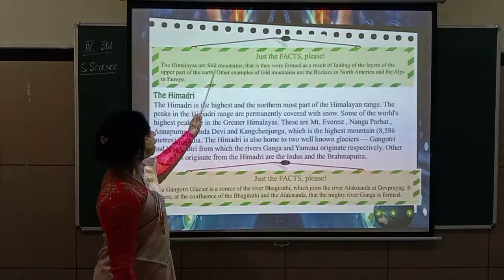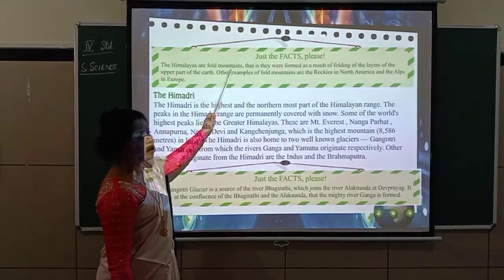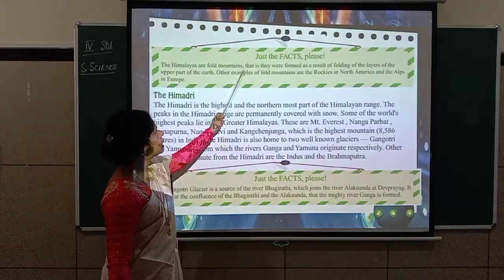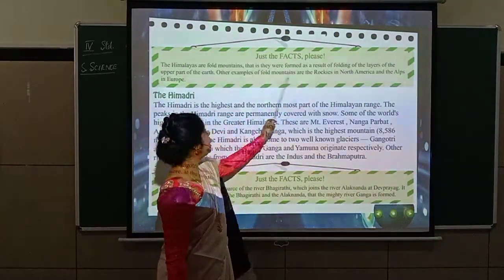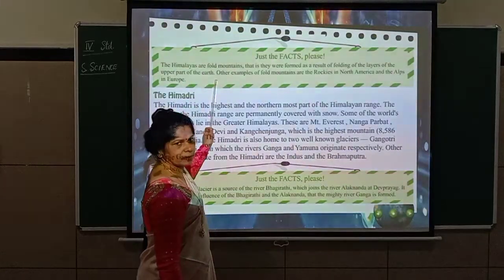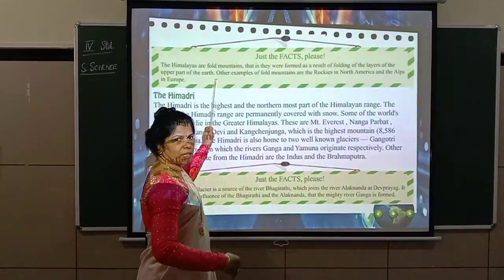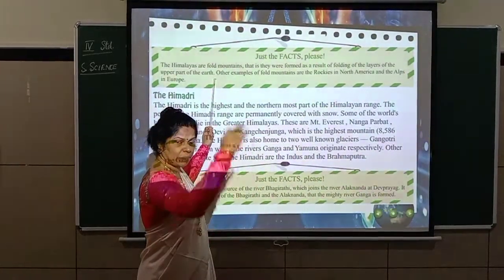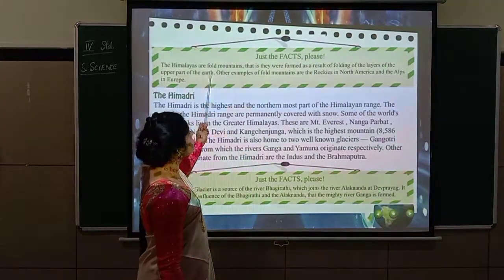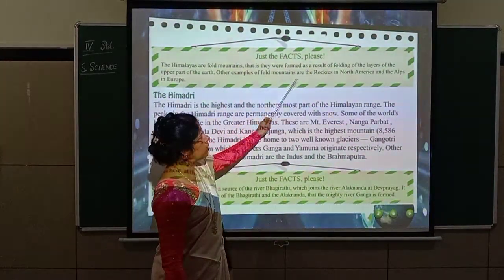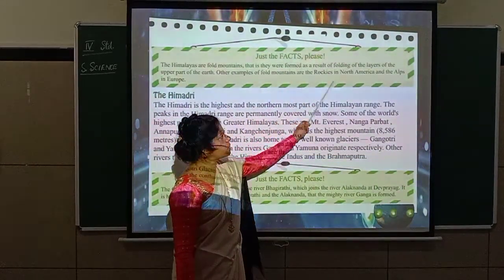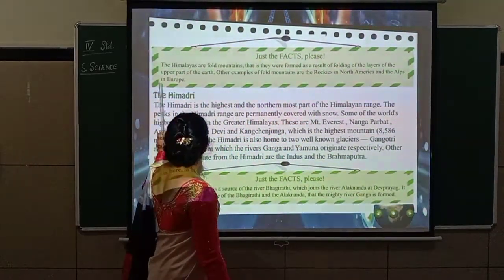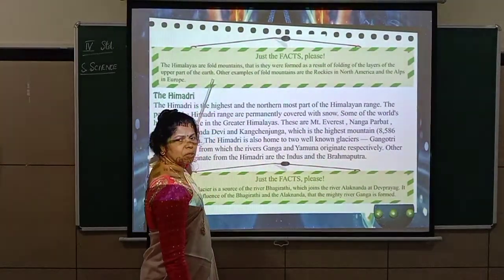The Himalayas are fold mountains. Fold mountains are like folded mountains. That is, they were formed as a result of folding of the layers of the upper part of the earth. You have seen the globe, it is round, the upper part of the earth is folded. So other examples of fold mountains are the Rockies in North America and the Alps in Europe. This you should know.